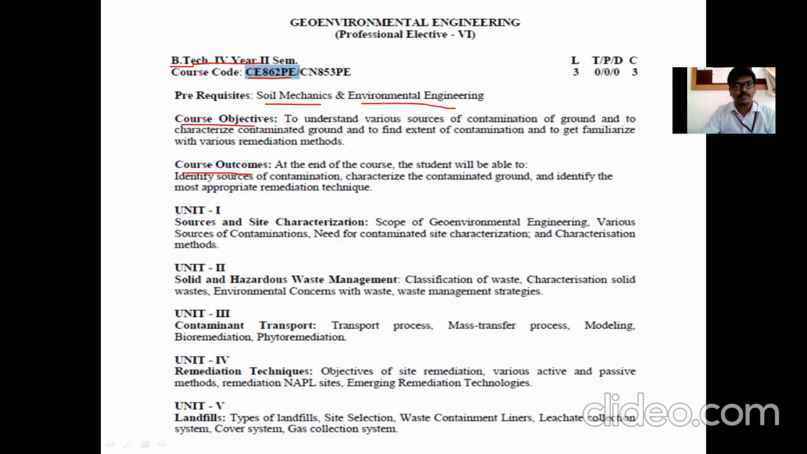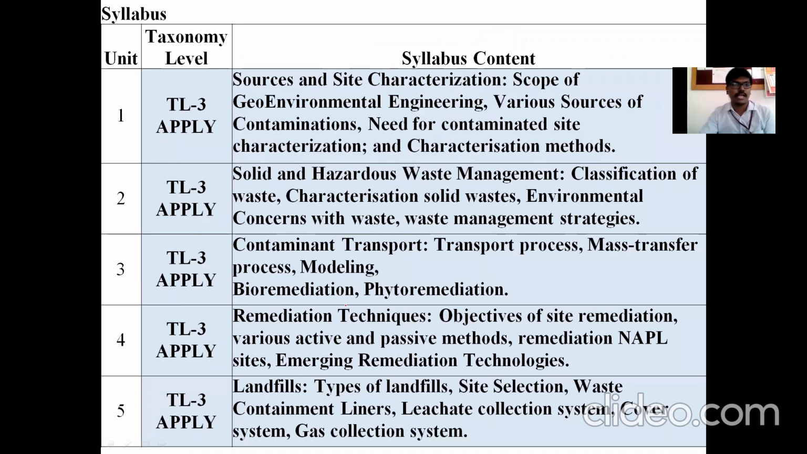Objective is nothing but what you are going to study in this course, and at the end of this course, what the student will be able to make out from it. And the syllabus as listed in the JNTUH course structure, you can just go through. Here there are a total of 5 units, and I have also put another slide showing the taxonomy levels.